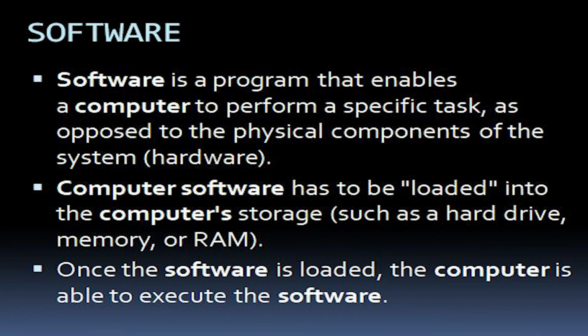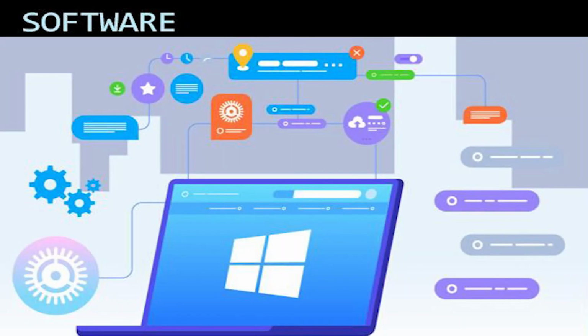Okay students, our last topic is about software. A software program is what enables a computer to perform specific tasks, as opposed to the physical components of the system, the hardware. Computer software has to be loaded into the computer storage such as hard disk, memory or RAM. Once the software is loaded, the computer is able to execute the software. Suppose you want to perform some calculations, so you want some software. What kind of software? Suppose Excel is a software.